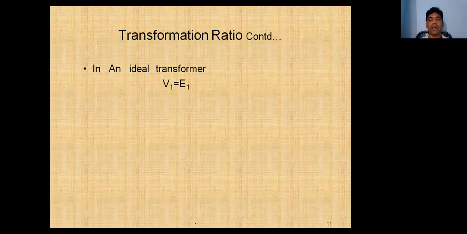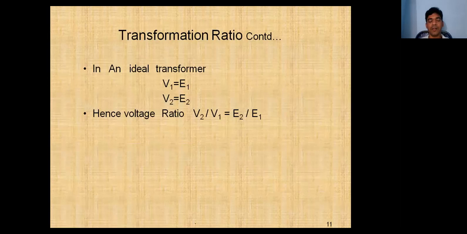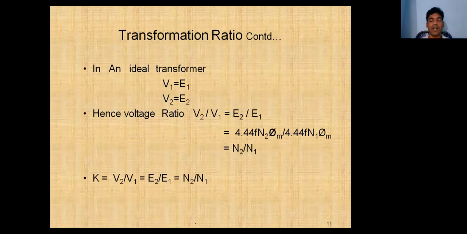For an ideal transformer, V1 is equal to E1 and V2 is equal to E2. Hence, the voltage ratio, that is the transformation ratio K, is equal to V2 by V1, that is equal to E2 by E1, that is equal to 4.44 f N2 φm by 4.44 f N1 φm, that is equal to N2 by N1. Therefore, transformation ratio K is equal to V2 by V1 or E2 by E1 or N2 by N1.